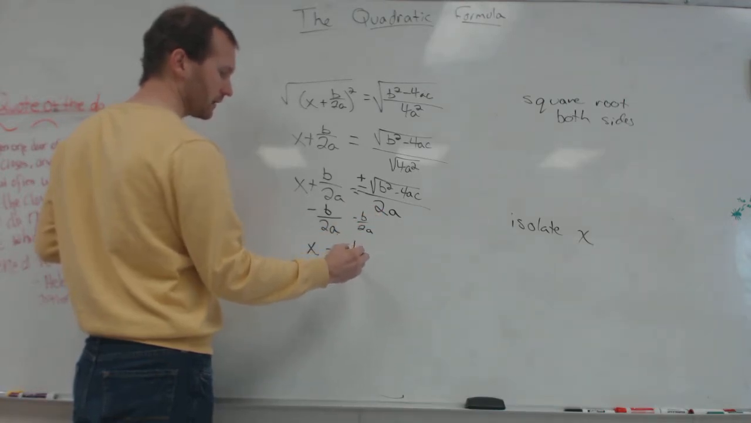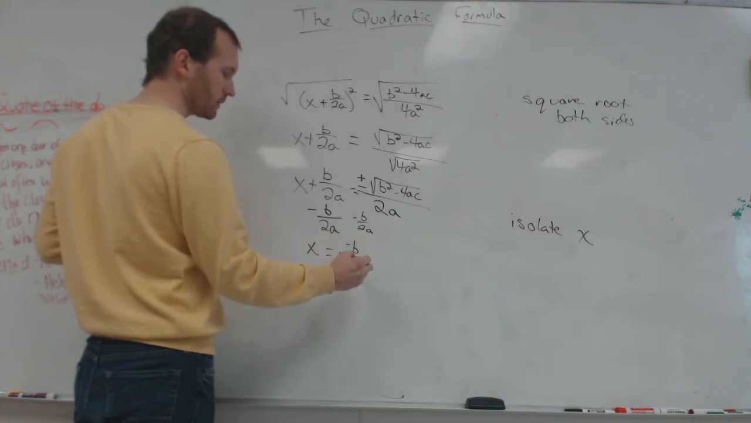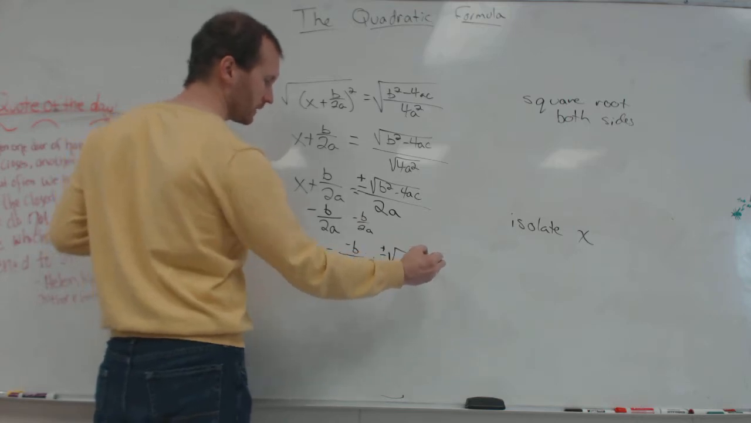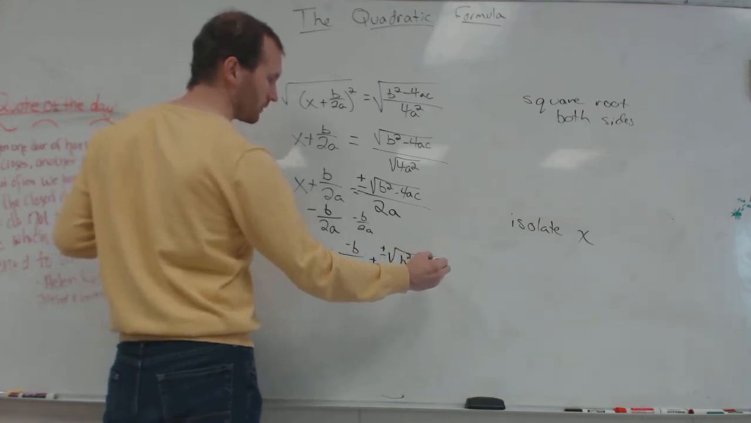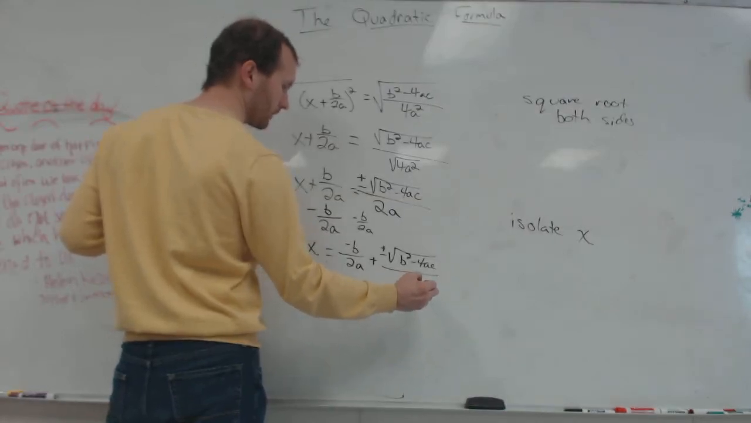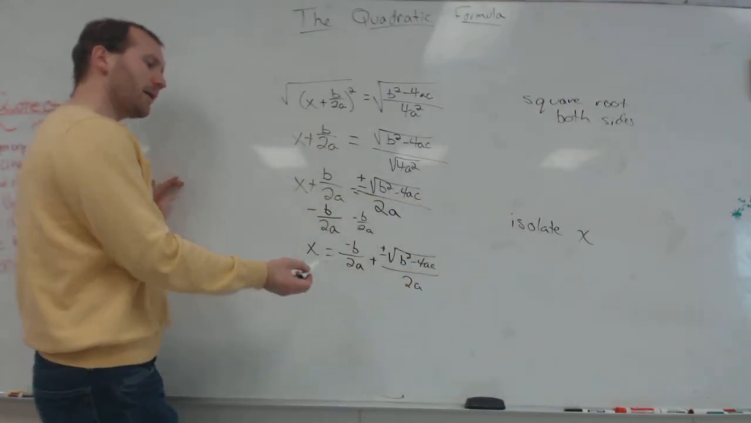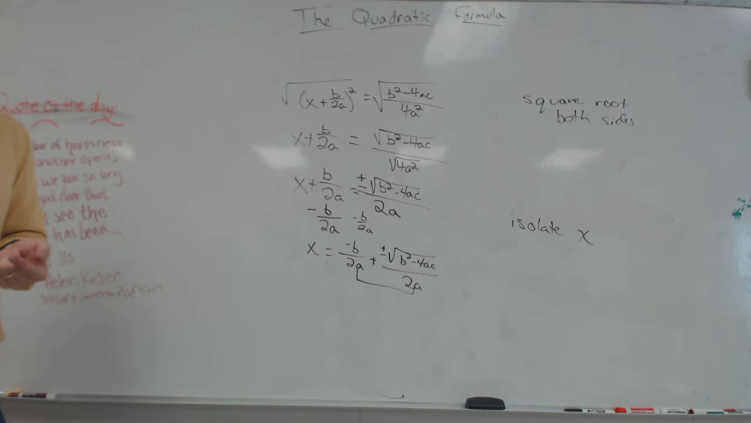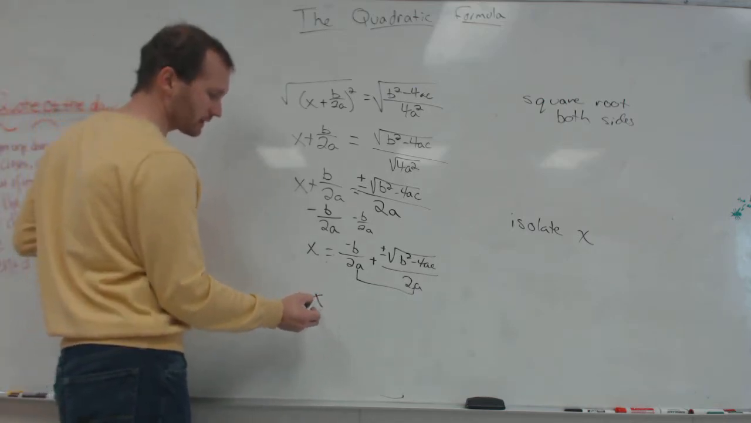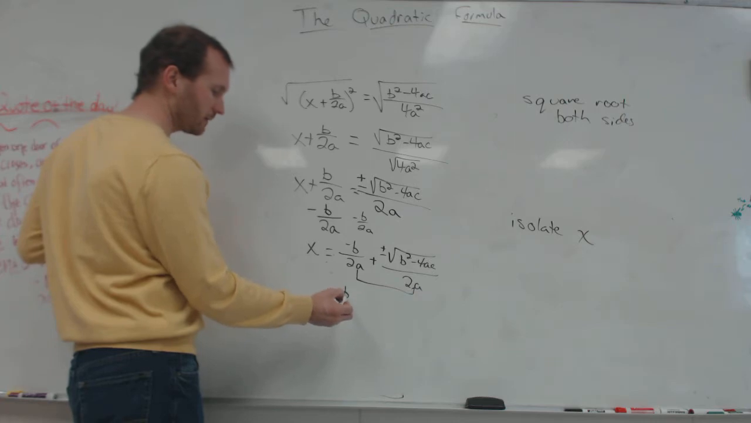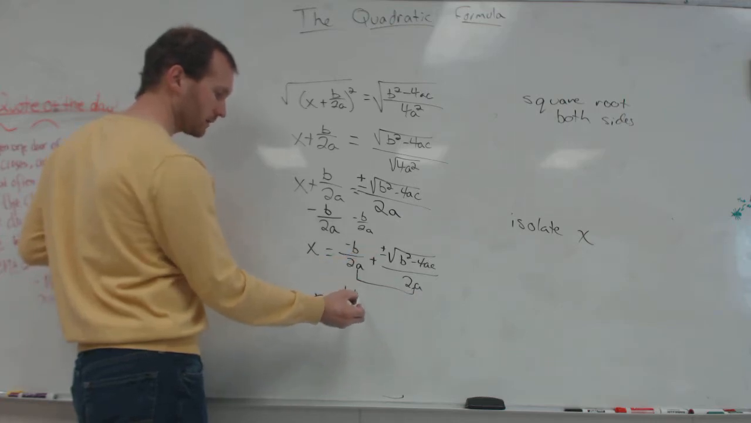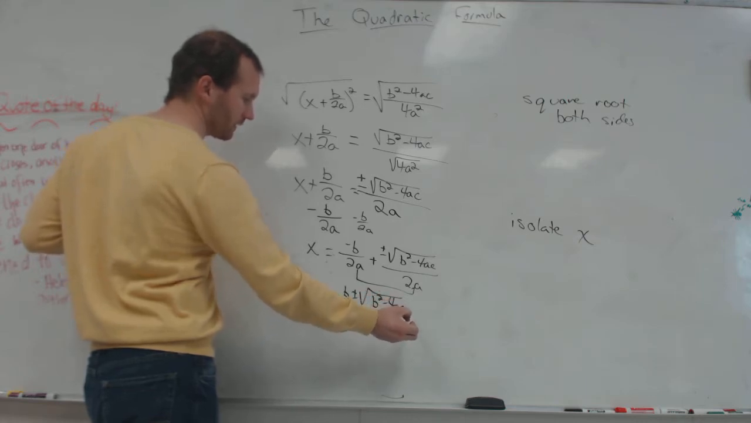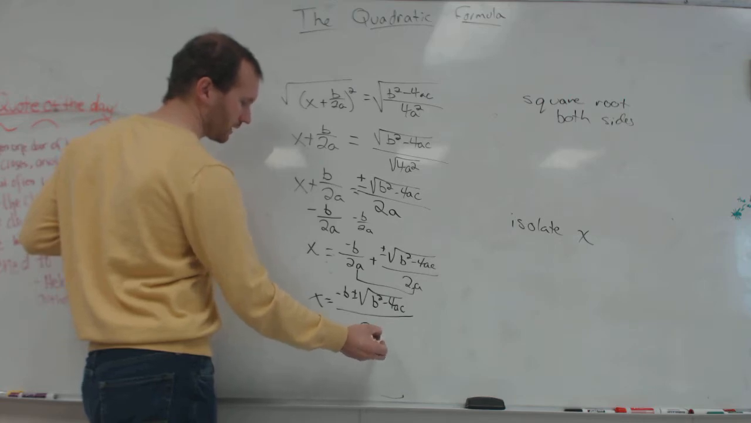So I have minus b over 2a. And then I have plus, and then I have the plus or minus square root of b squared minus 4ac over 2a. Now I can combine these two fractions because I have the same denominator. So x equals negative b plus or minus the square root of b squared minus 4ac over 2a.